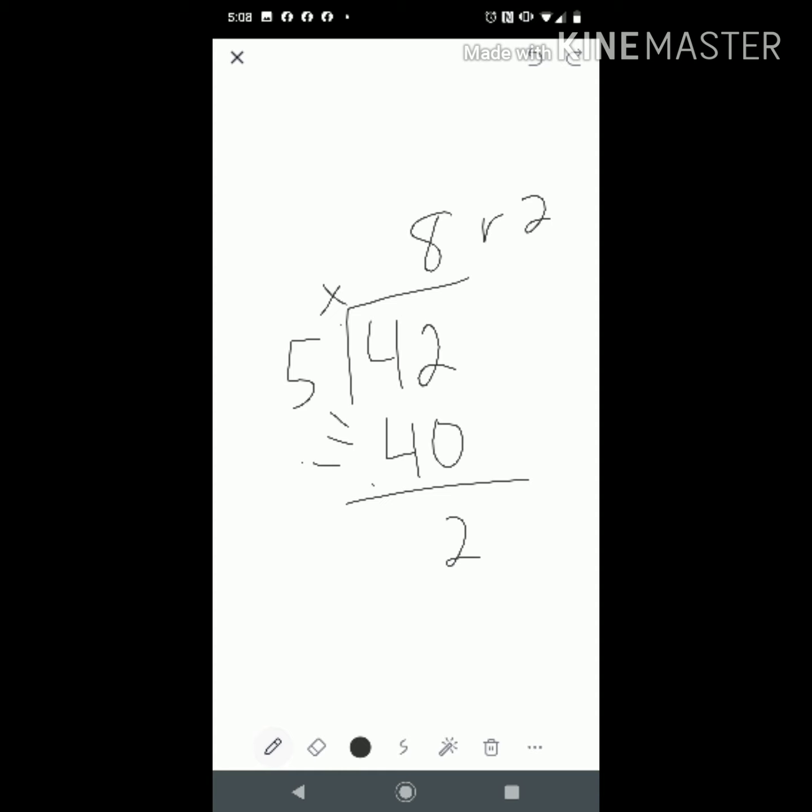I know some of y'all about that mental math. So 8 times 5 equals 40. 42 minus 40 equals 2. 8, remainder of 2. Mental math, quick math. We just saved the whole process of doing the steps to division. We just saved a whole 120 seconds. Now imagine that per number that you add to that.